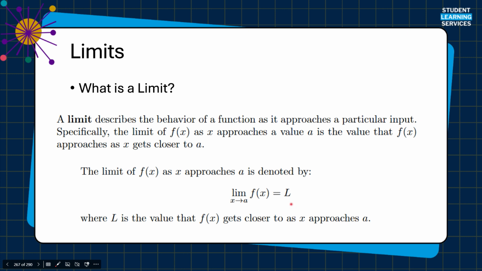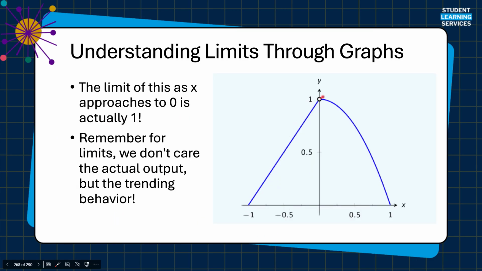We're going to start with an example of understanding what a limit is. Suppose we're given a graph that looks like this. But remember, at 1, the function is undefined. It turns out that it doesn't matter, because the limit of this as x approaches 0 is actually 1, although it's not defined at 1. Why? Because for limits, we don't care about the actual output, but the trending behavior. This is a key characterization of limits. So you might ask, when do we care about the input? Well, this is a matter of continuity, and we'll get to this later.